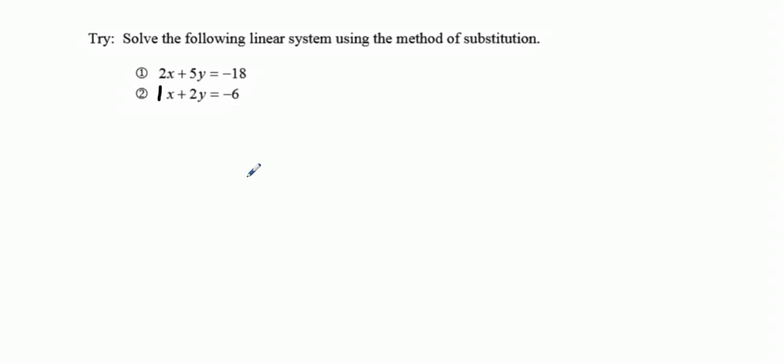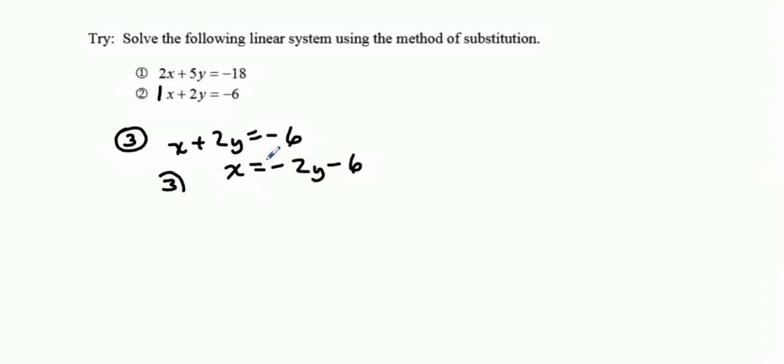So I'm going to call this 3. So this is going to be x plus 2y equals negative 6. I'm just rewriting the original equation. I'm isolating for x, so this is going to be x equals minus 2y minus 6. Okay, so this is number 3. Actually, I'll just put the 3 here, because this is really the third equation.